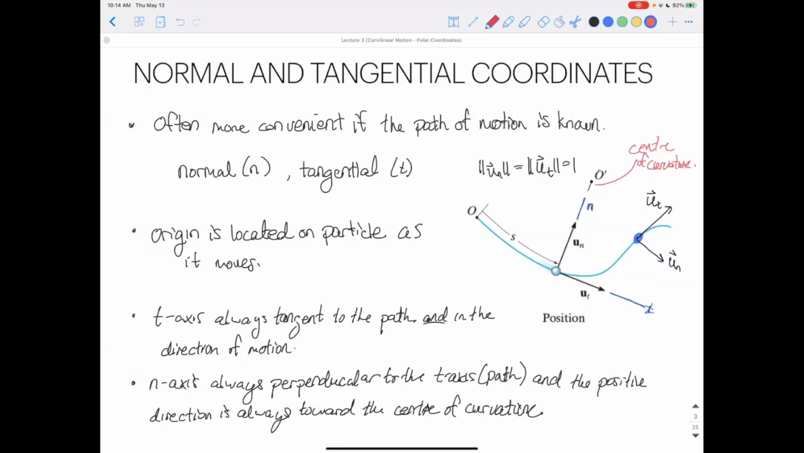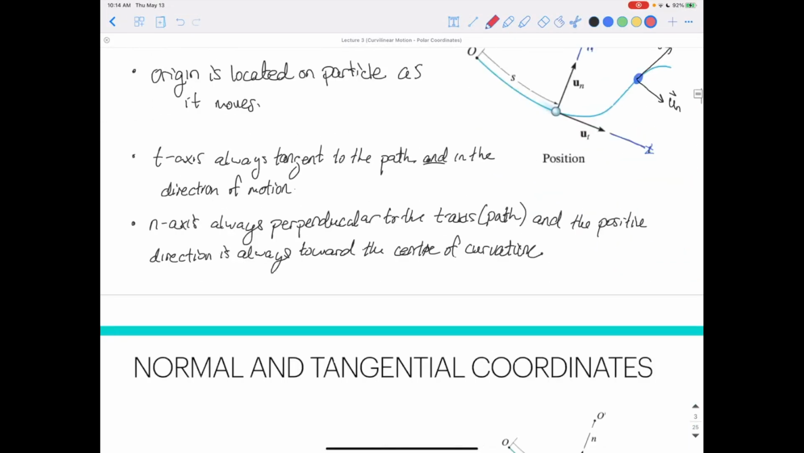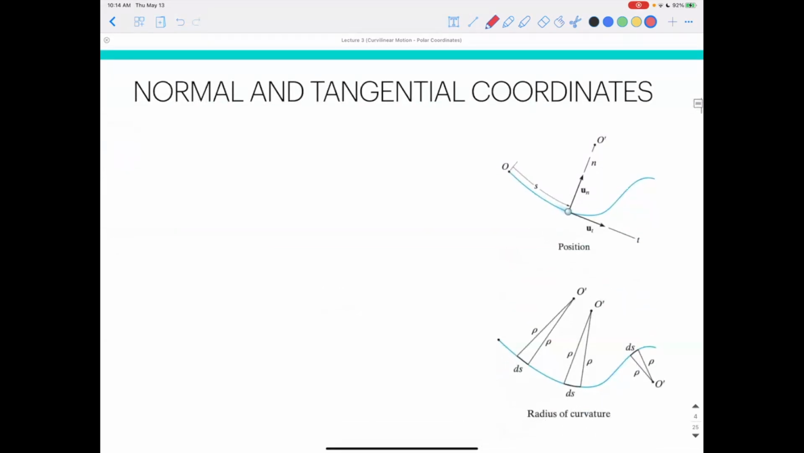So we defined these units, where they are in space. So we know the positive directions of n and t are defined by those unit vectors. So let's write positive directions defined by our normal and tangent unit vectors.